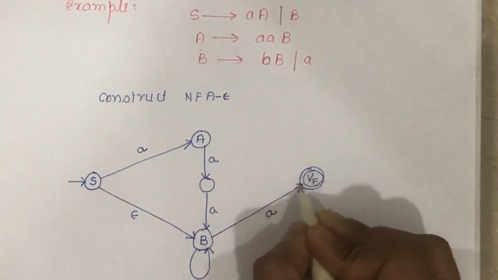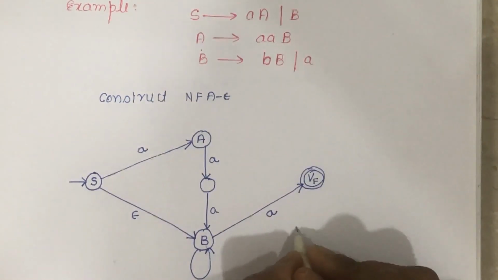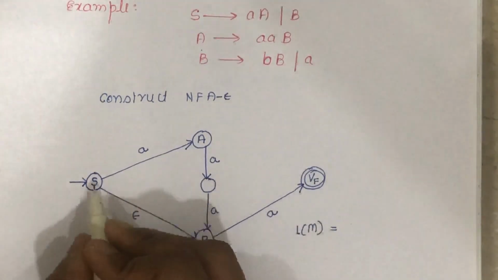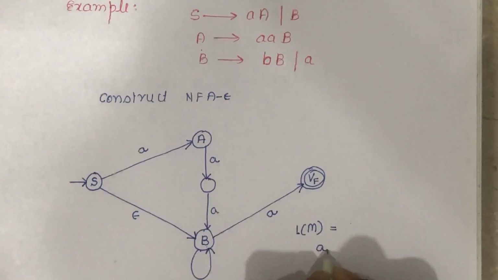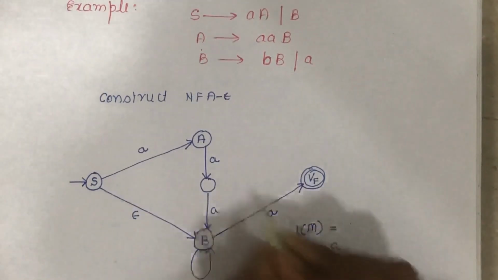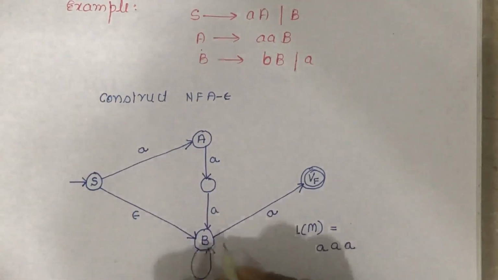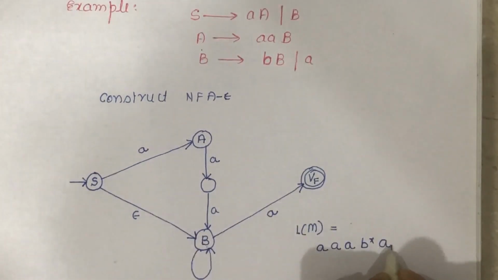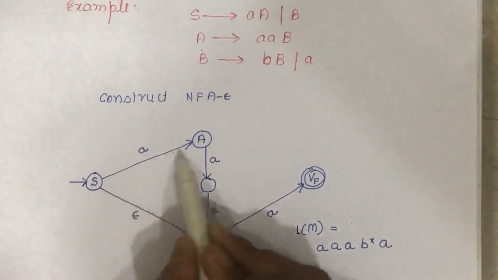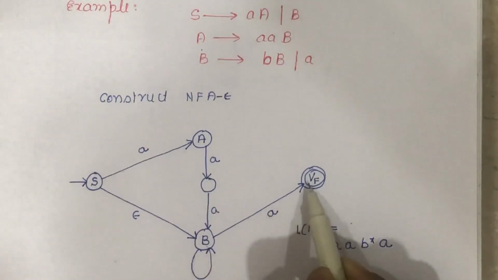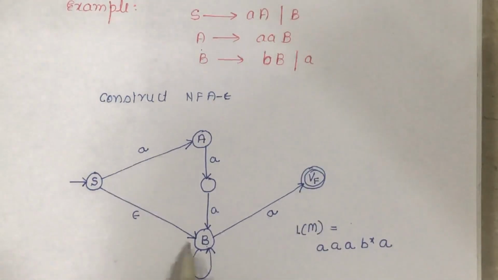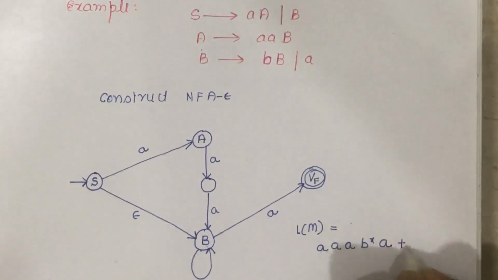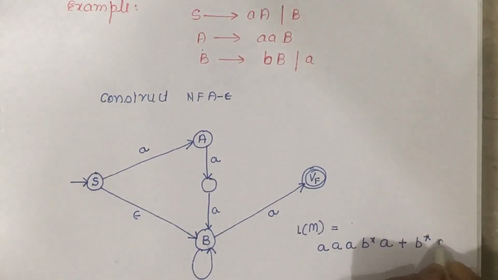Now from this NFA with null moves, we can obtain the regular expression that it can derive. It will be A, then A, then A, then B star, and then A. First possible path, if you are following this path, A and A. Another possible path, epsilon, B star, A. So we can write B star, A.